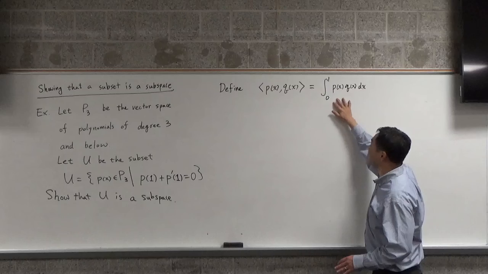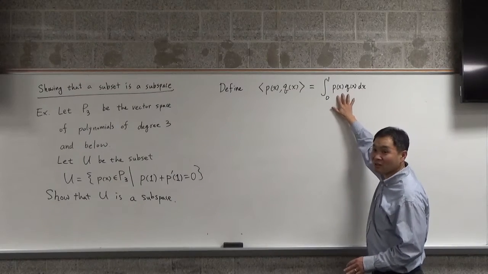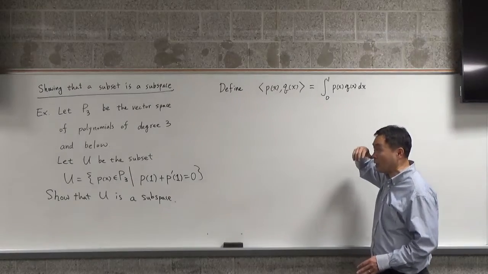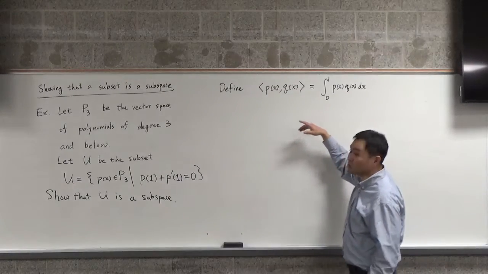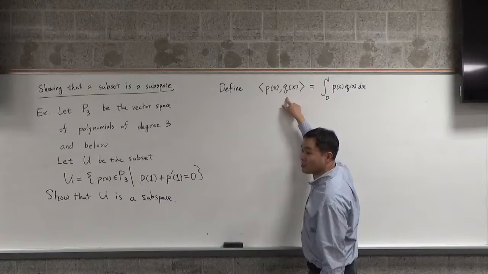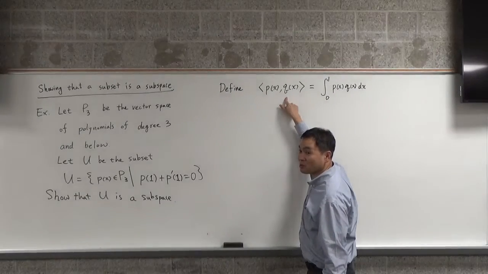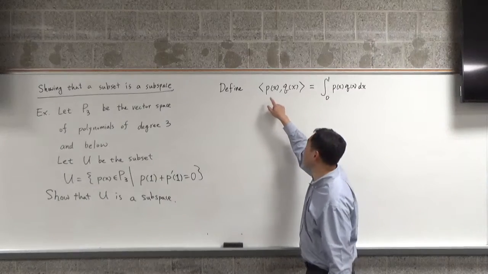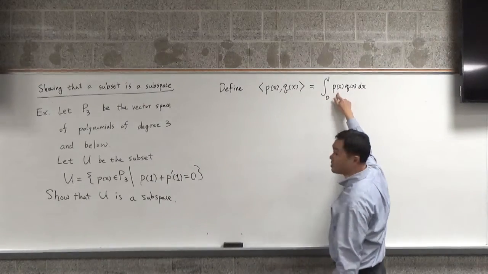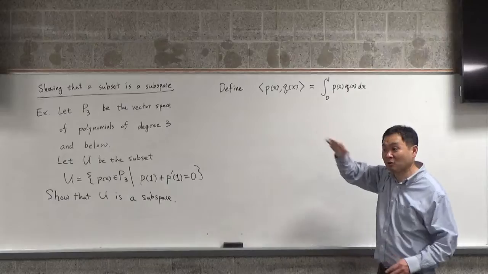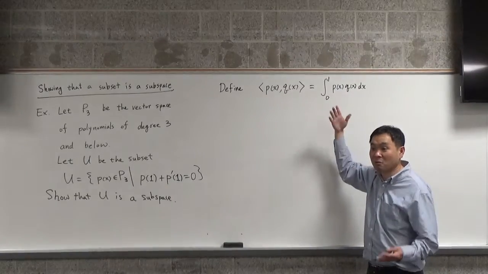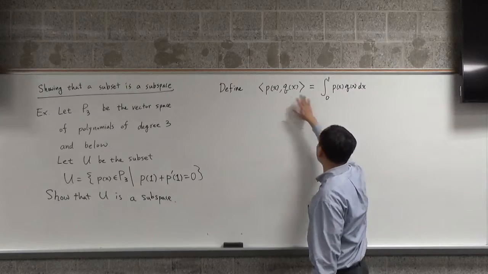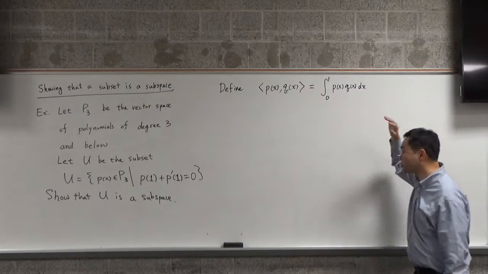Now, can you see that this is indeed symmetric? p(x) times q(x), or q(x) times p(x), doesn't matter. Do you also see that if it's p(x) times p(x), it can never be negative? It always has to be positive, unless p(x) itself is 0. You put any non-zero function here, p(x) times p(x) will give you some positive valued function. So if you integrate, it will be a positive value.